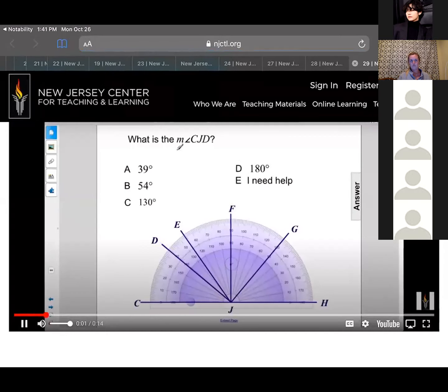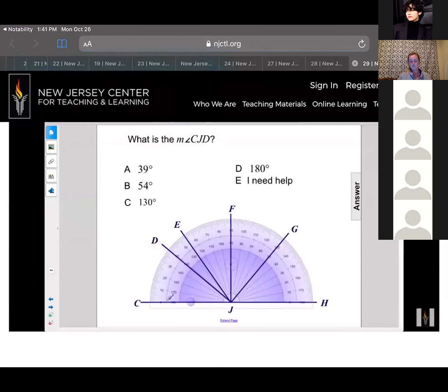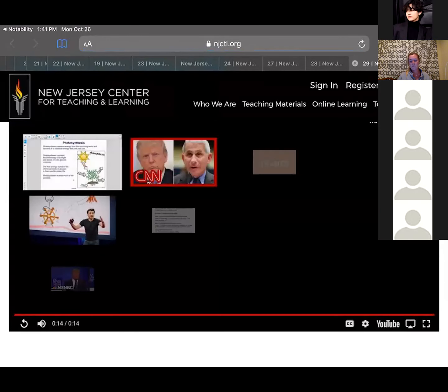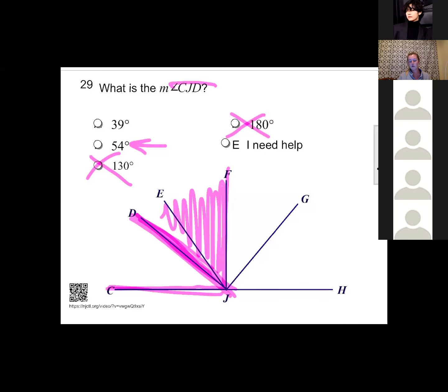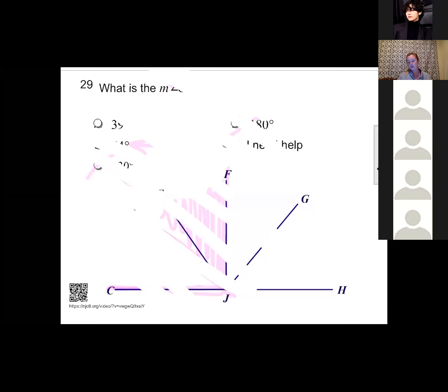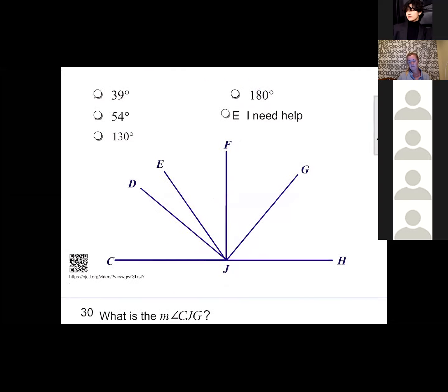What is the measurement of angle CJD? So CJD is this angle here. And we see it goes from 0 up to 39. So the answer is A. So my guess was incorrect, but again, you would have had a protractor to check it. But we definitely knew that it was not anything that was greater than 90.